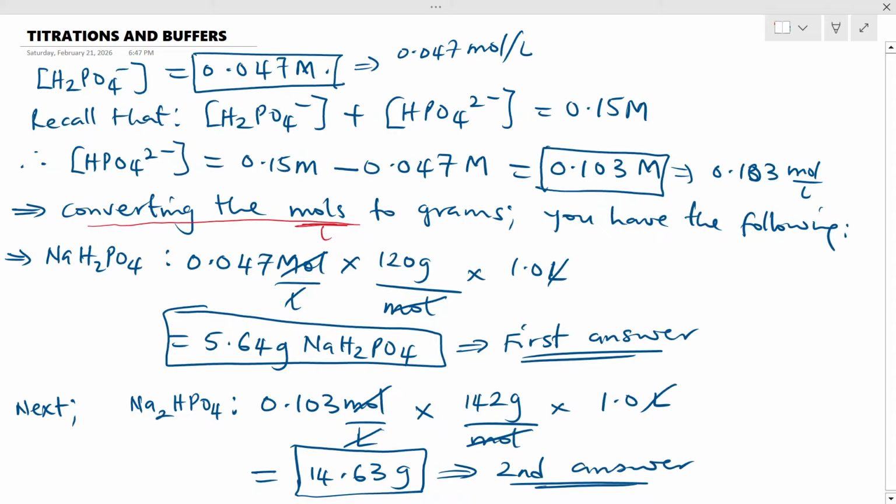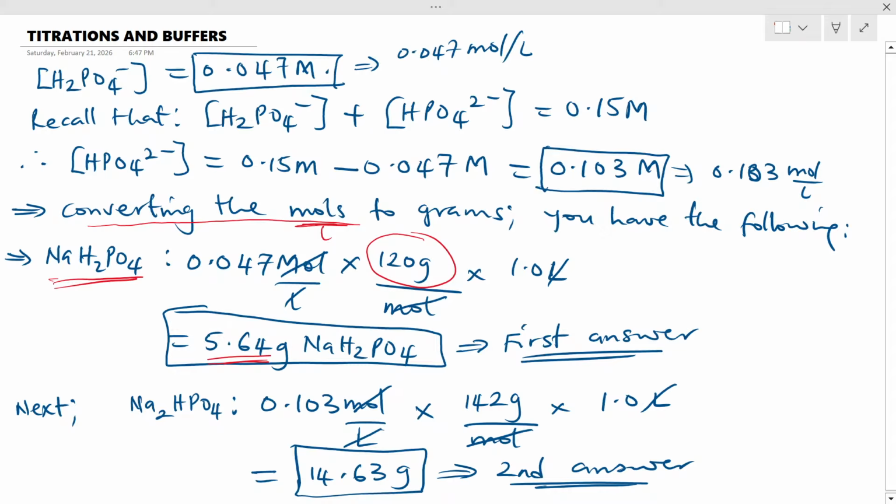So for the solution that was given, you have the moles per liter times the molar mass. So this 120 grams here represents the molar mass of this, grams over mole, times 1.0 liter. Now we cancel liter and we cancel mole. What you have left is gram. If you do your multiplication, you have your first answer as 5.64 grams of sodium dihydrogen phosphate. Next is to do it for disodium hydrogen phosphate, and it's the same thing.